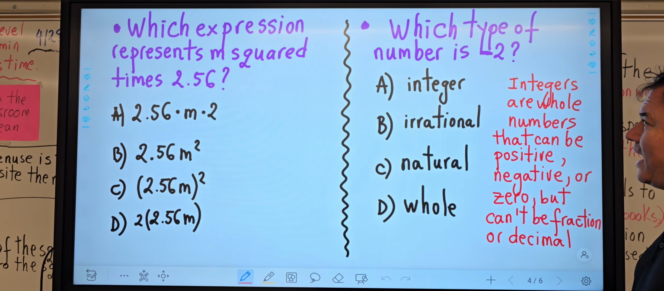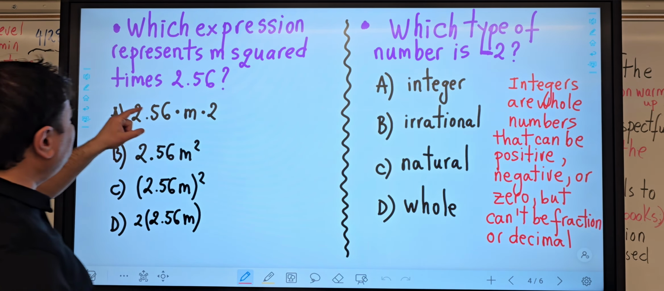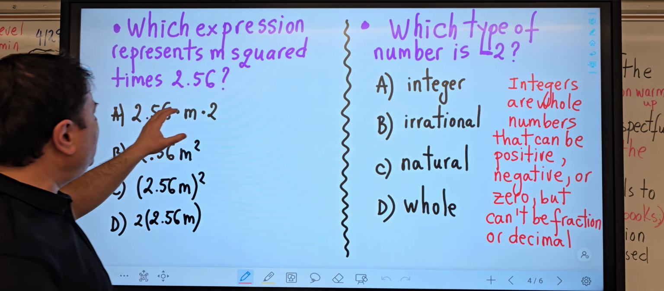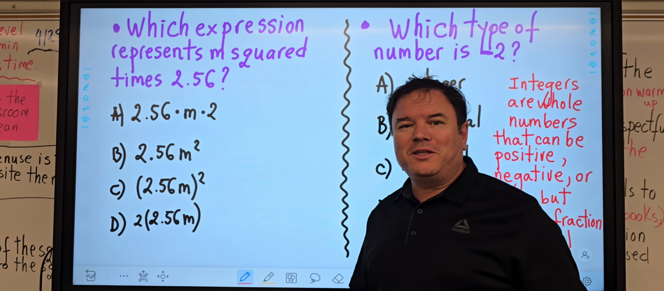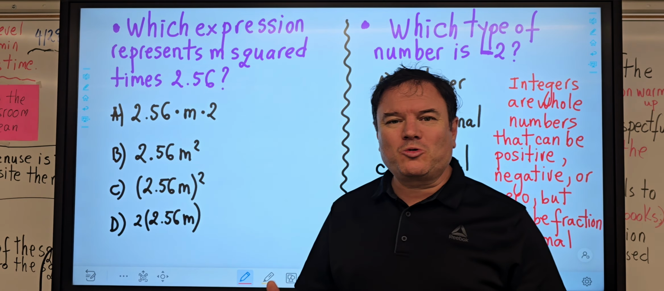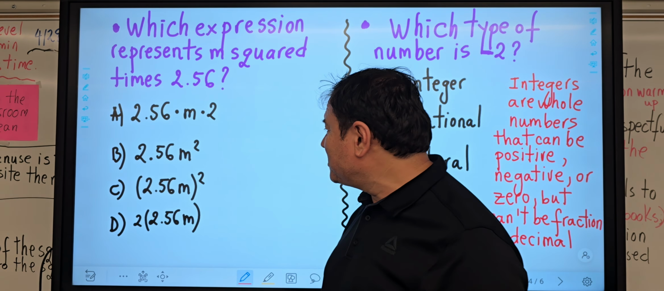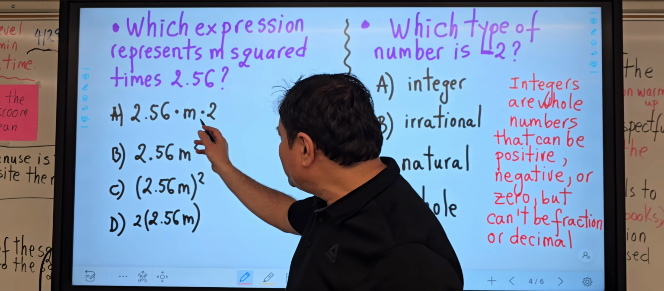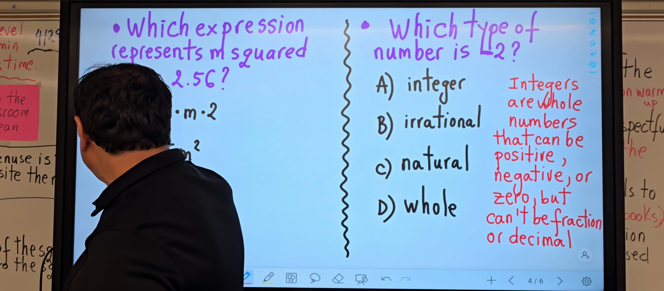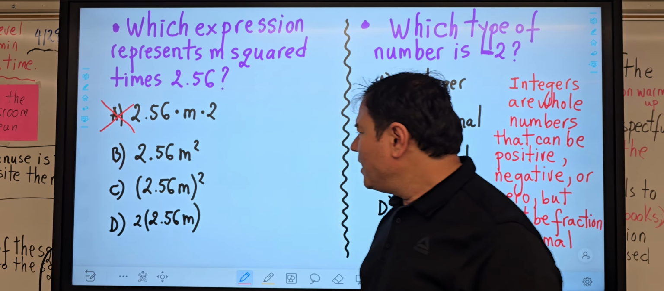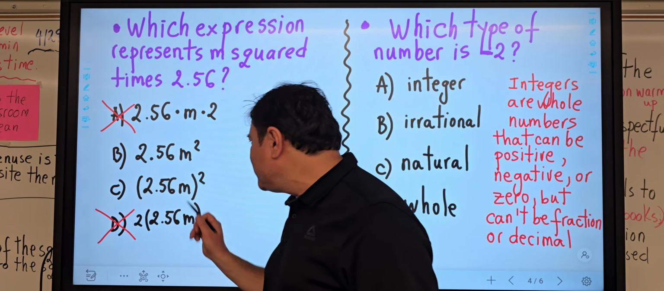And let's take a look at these two problems. The first one: which expression represents m squared times 2.56? M squared means m to the second power. Okay, so here we have, this cannot be because this is m times 2, so A cannot be the answer. Okay, D cannot be the answer also because we do not have m to the second power.